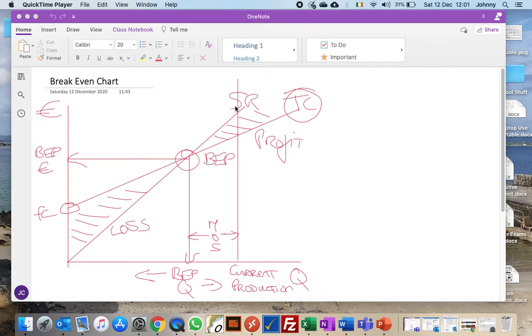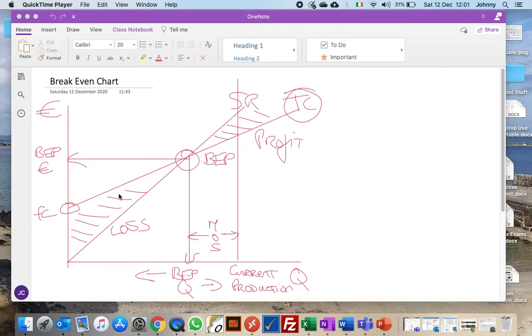Now, we have a vertical line here. This is our current production. If we're making this amount of goods, and this here is our break-even point, the difference between the two of them is called our margin of safety. That's the cushion, the safety margin that we have before we start heading into a loss-making situation.